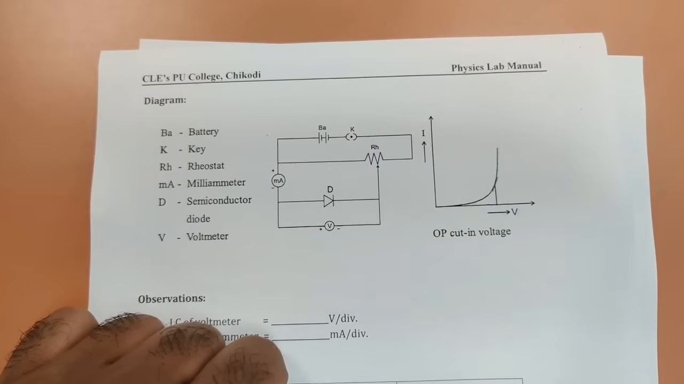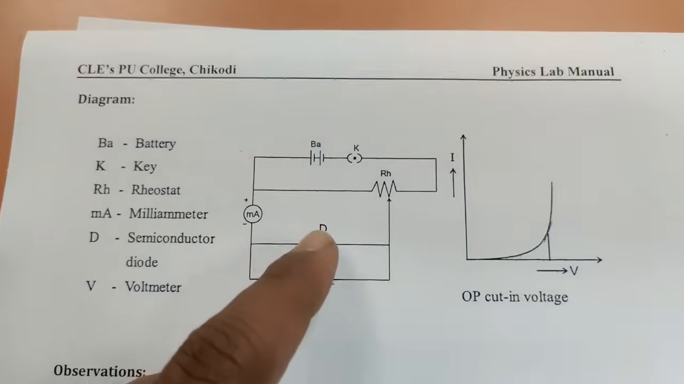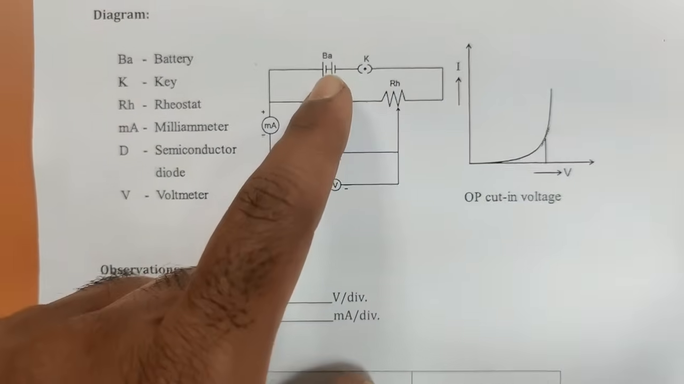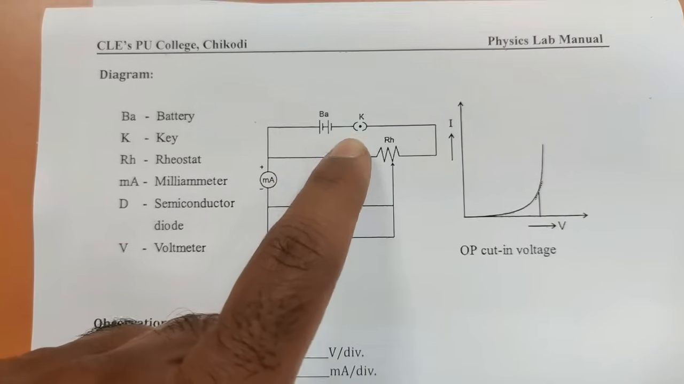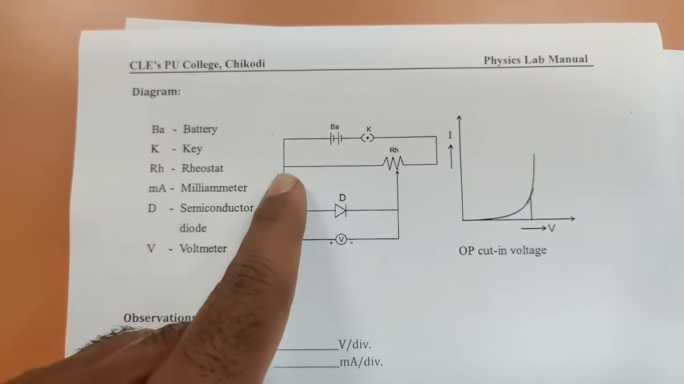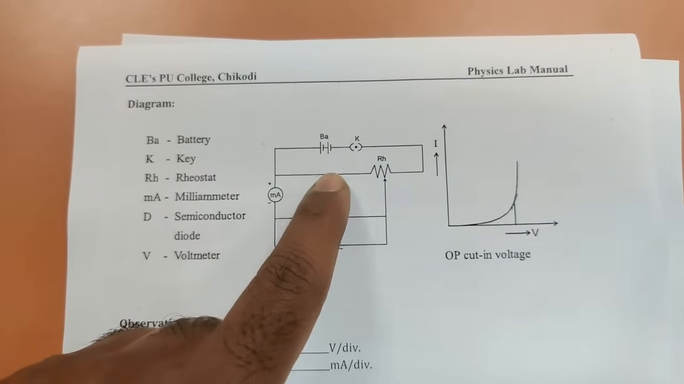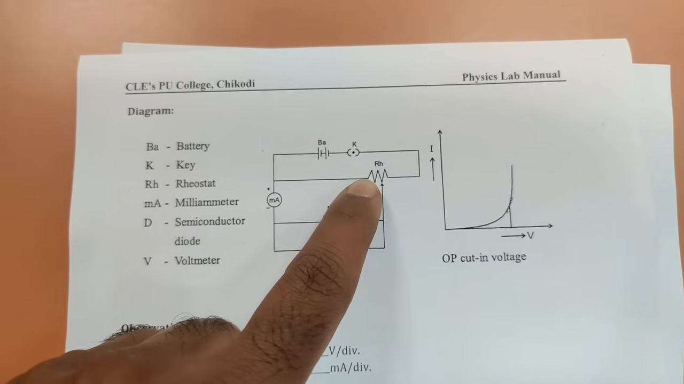Okay, so this is the circuit connection of semiconductor diode in forward bias. You can just check here. See, this is the positive terminal of the battery. This is the negative terminal of the battery. The positive terminal of the battery is connected to the positive terminal of the milliammeter, and from the same terminal we are connecting one lower end of the rheostat.